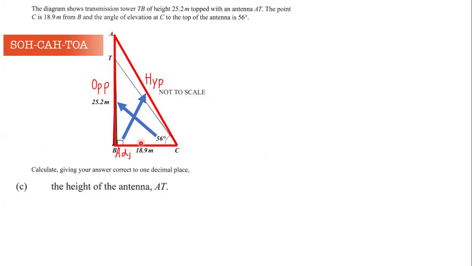What side do we have? Well, we have the adjacent side. We have 18.9. So two things: we have the adjacent, and we're trying to find the opposite. So we're looking at opposite and adjacent again, which means we're looking at tan theta. So let's use tan theta. Why? Because we have the adjacent side and we're trying to find the opposite side.